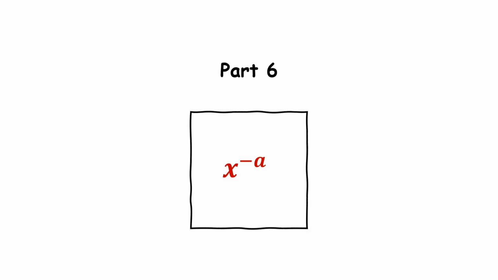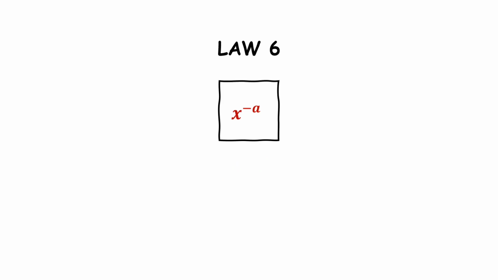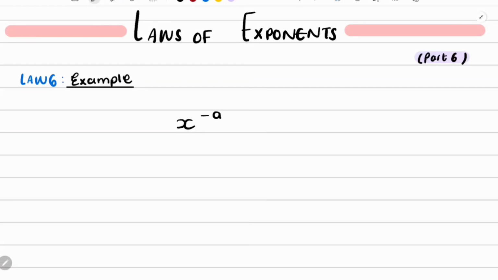Hello guys, and welcome to the 6th part of the series on laws of exponents. In this video, we're going to be dealing with negative exponents. So for our illustrative example, we have x raised to the power of negative a. And we're going to simplify this expression in a way that the exponent is going to be positive. So this is how we're going to work it out.